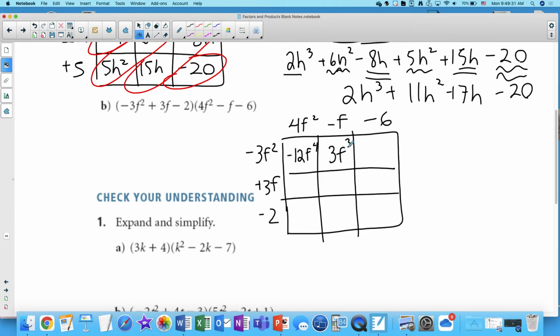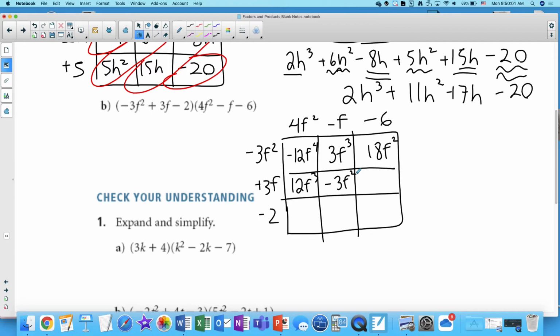So 4f squared times 3f, 12f cubed. Okay? 3f times negative f. Yep. Right. Negative 3f squared, and then 3f times negative 6, negative 18f, right? Because there's just one of them, right?